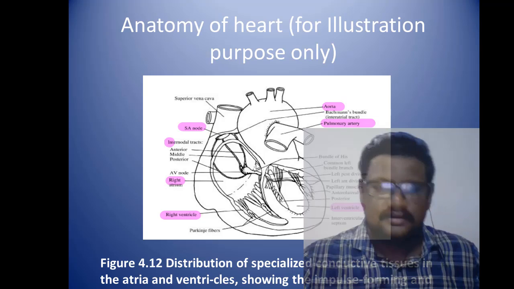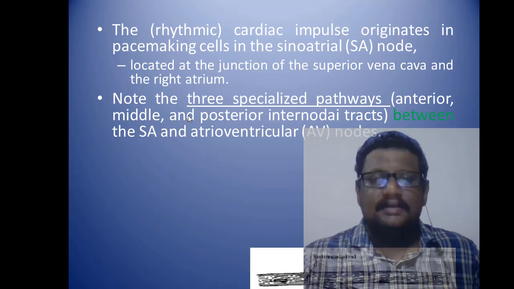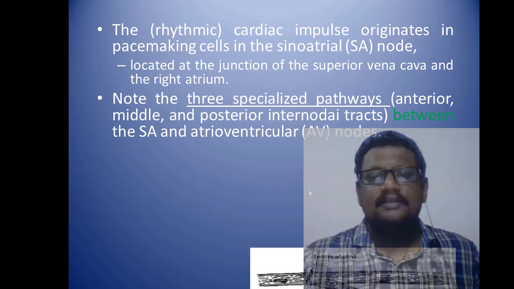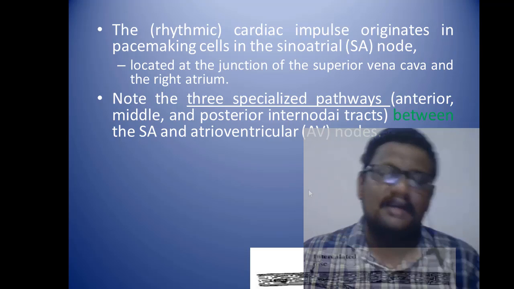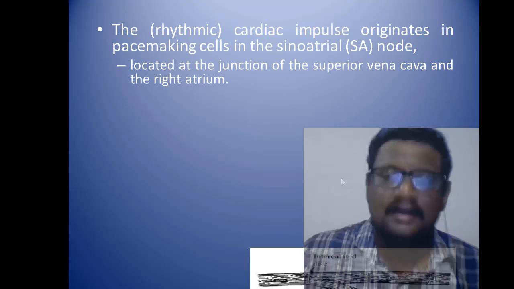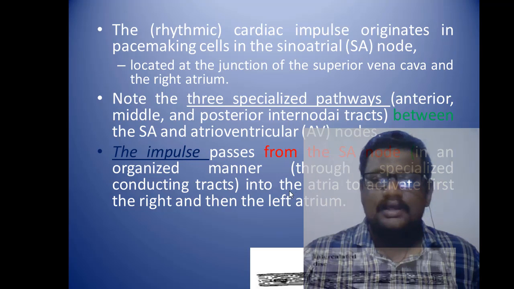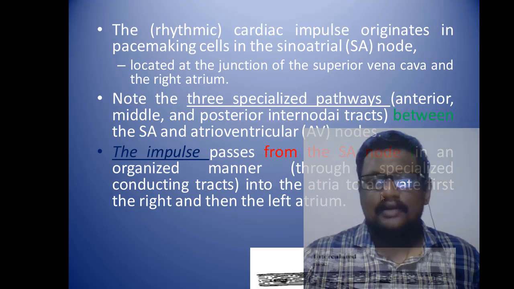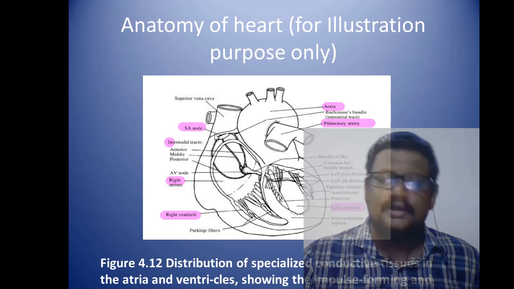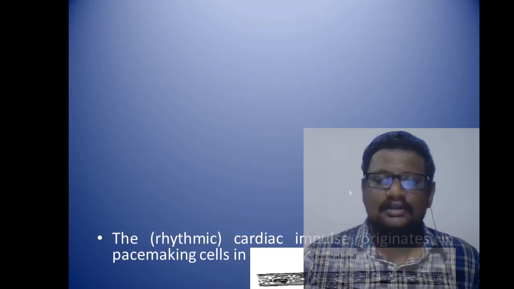Note that there are three specialized pathways here: anterior, middle and posterior, between the sinoatrial node and atrioventricular nodes. Why are these three specialized pathways there? To carry the electrical impulses throughout the atria, these pathways are there. The impulse passes from the sinoatrial node into the atria, the entire atria, to activate first the right and left atrium. So from the sinoatrial node to the entire atria, the impulses are carried out by the three specialized pathways.